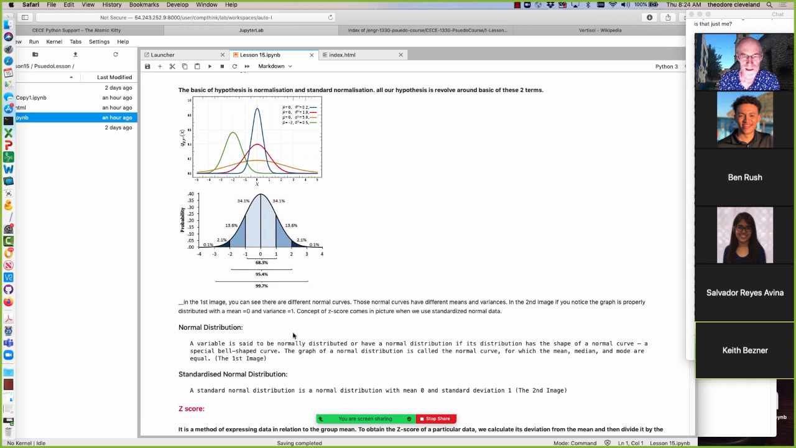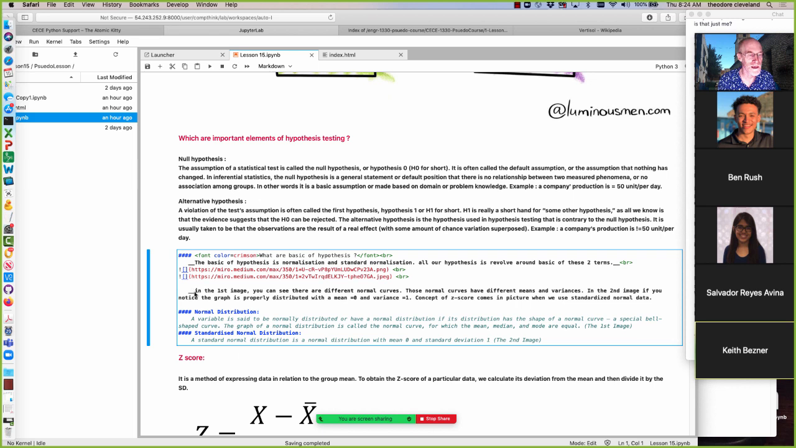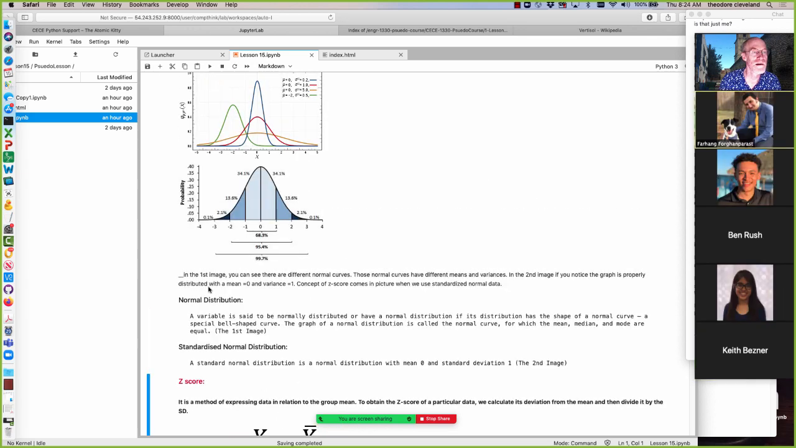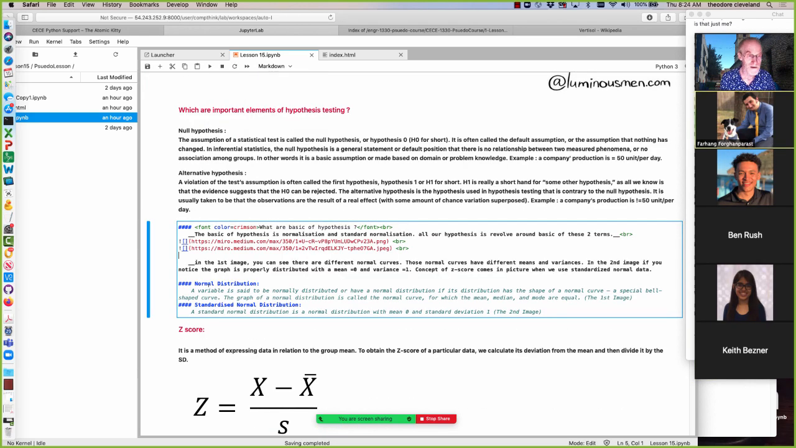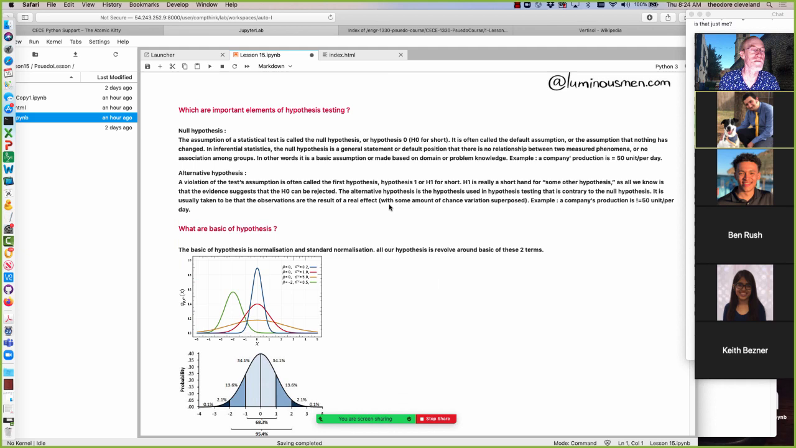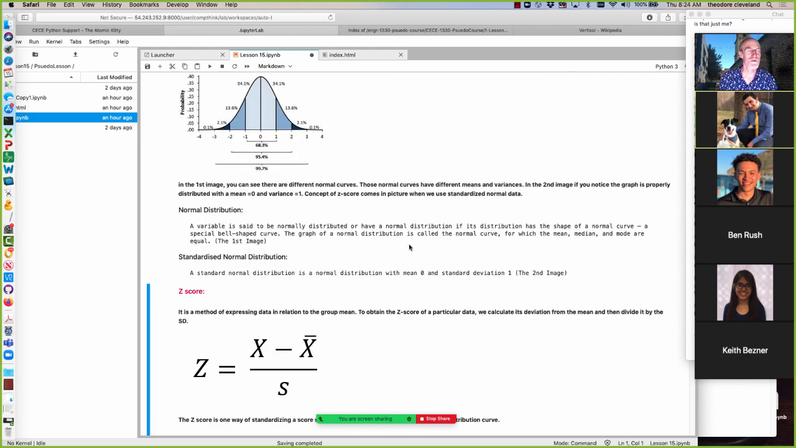All right, so let's see the narrative. In the first image, we see that there are different normal curves. I'm going to go ahead and fix something because I think that is supposed to be bold. I wonder what happened there. That's weird, it's coming up as bold there. If you add double underlines at the end of normal data, yeah, I think that will bold it for you. Yeah, there we go. Sorry about that. Okay, there, that's what it's supposed to look like.